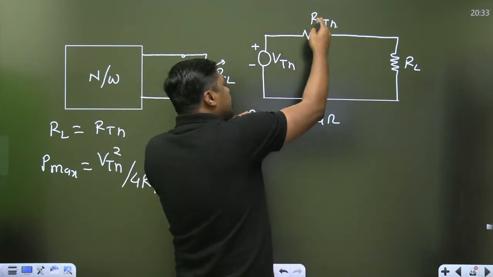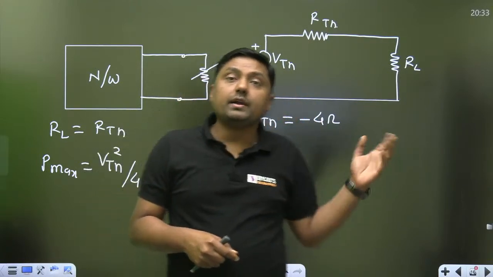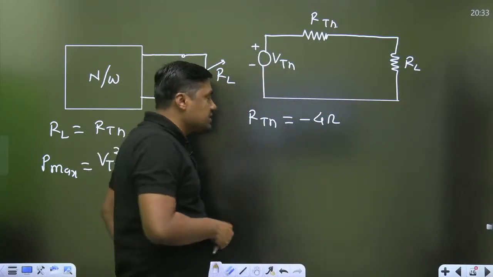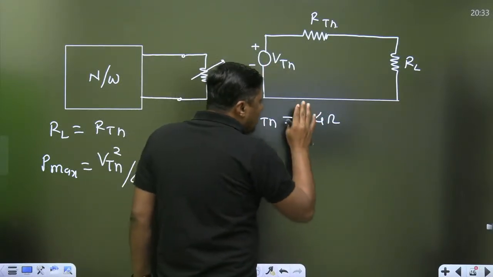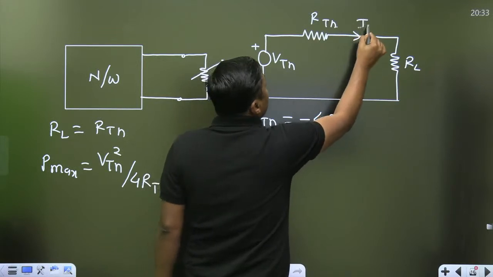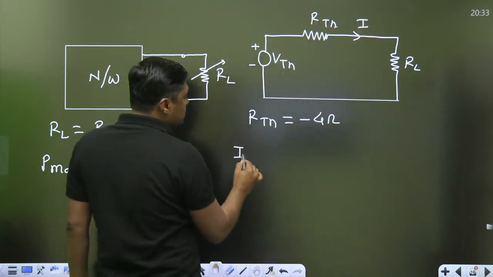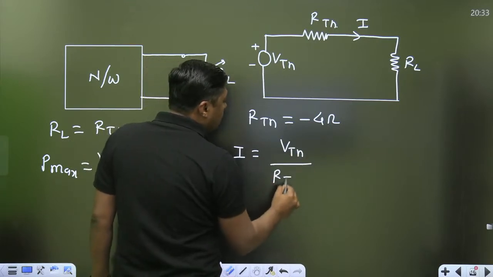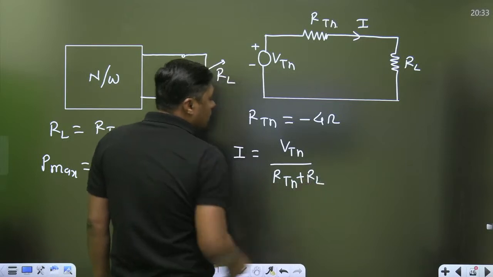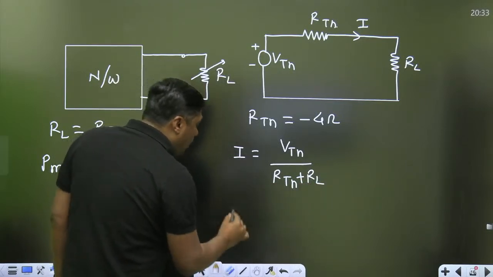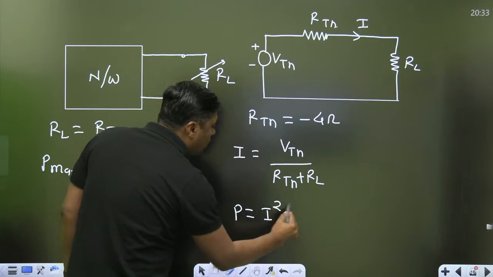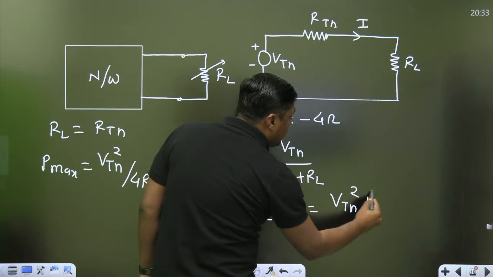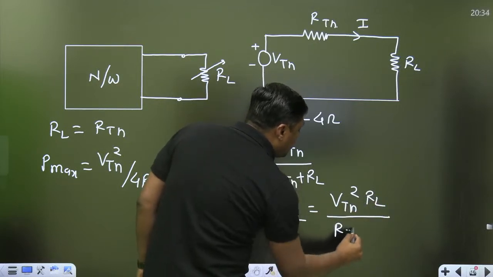If I am getting RTH negative, just like the previous question, where we got RTH equal to a negative value, minus 4 ohm, and we have some value of VTH, always remember the current should be maximum. Maximum current is VTH divided by RTH plus RL. And what is the power here? Power is given by I square into RL, so it will become VTH square into RL divided by (RTH plus RL) square.